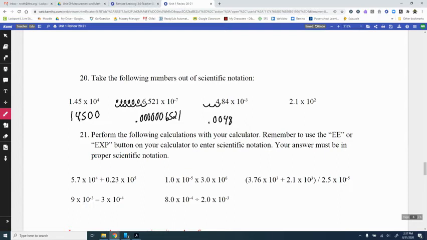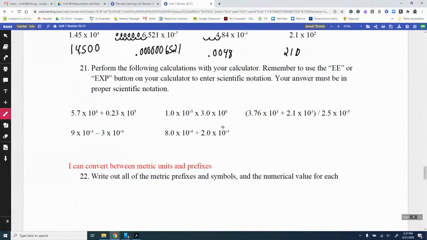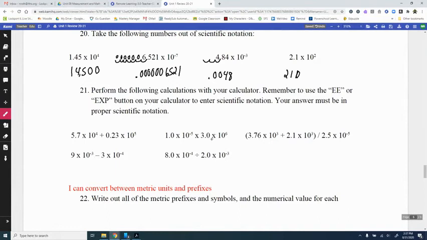0.0048. And last one, we're going to move it to the right this time because it's a positive exponent. So 2 places. I don't know why I wrote a 1 there, but 2 places. So it's going to be 210. All right, this next part I'm not going to do because I can't really show you how to do it on a calculator in this video, but make sure you remember to press the EE or the EXP button on your calculators. Do not type times. Do not type 10. Do not type caret. The EE or EXP button completely replaces all of that.